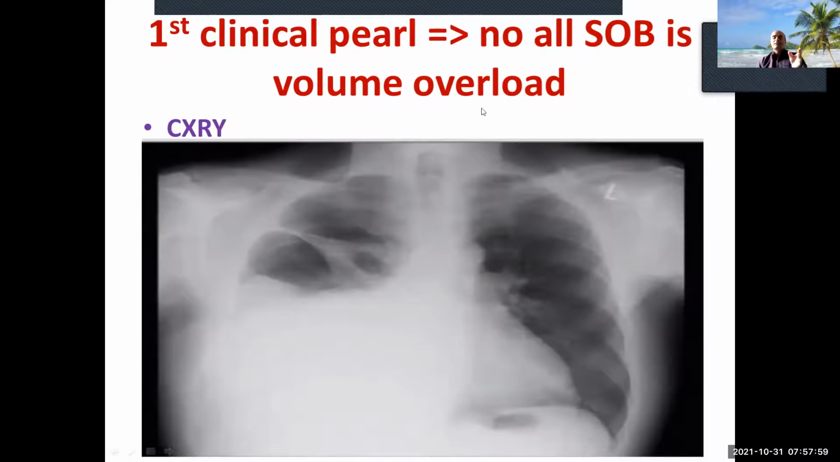And you try to give Lasix, try to increase the fluid concentration, try to increase cycles, and no benefit. Just before doing anything, do a chest X-ray first. Any patient with shortness of breath, not all is volume overload. Please check for hydrothorax in a recently started PD patient with shortness of breath.